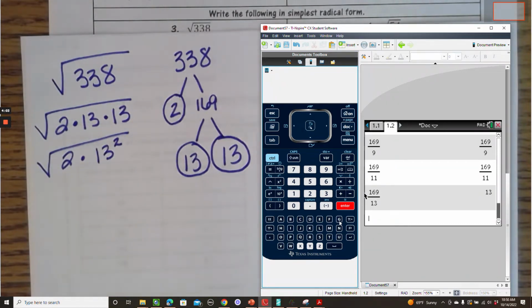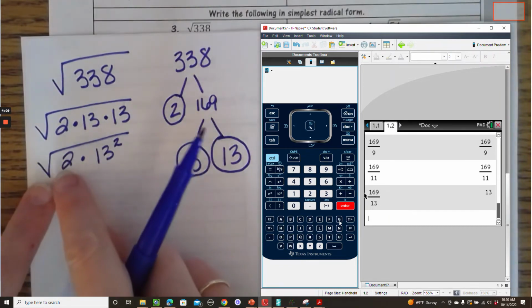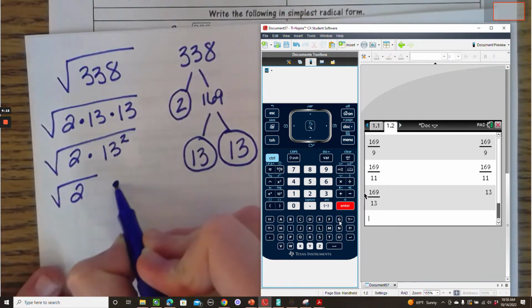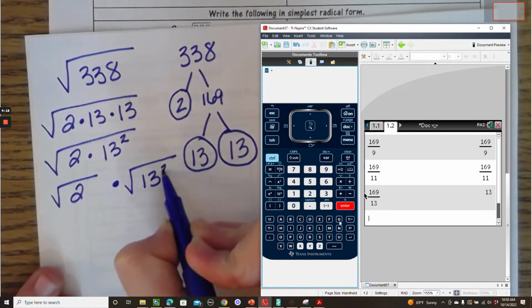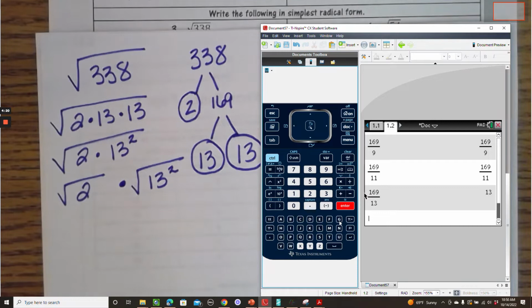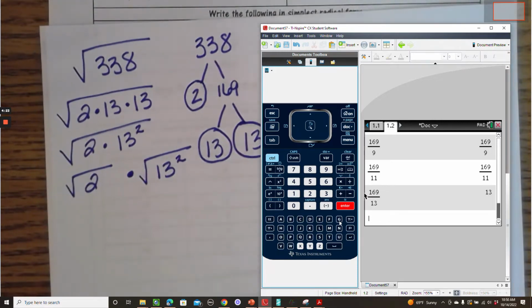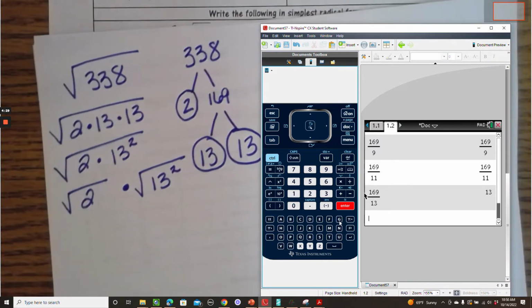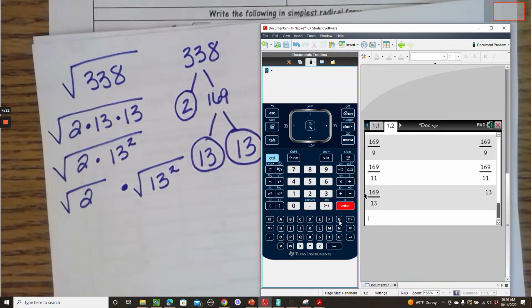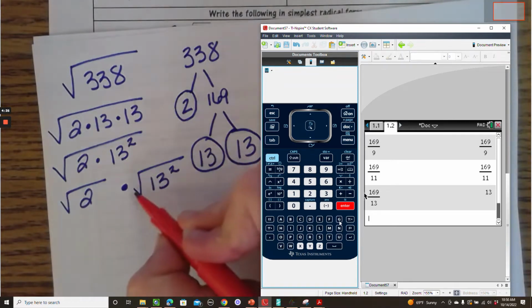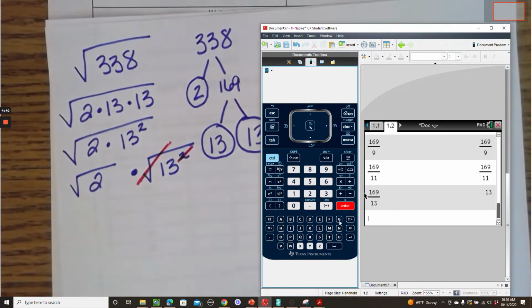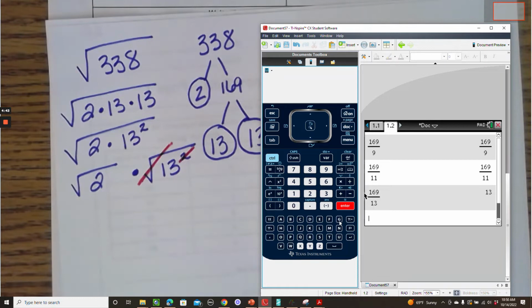These are radical rules. If you're multiplying something underneath a radical, you can separate them. So the square root of 2 times 13 squared is the same as the square root of 2 times the square root of 13 squared. And the reason that I want to pull them apart is because of the rules of exponents. When we're simplifying, a square root or a radical symbol cancels out the exponent of 2. So that's just a plain 13.